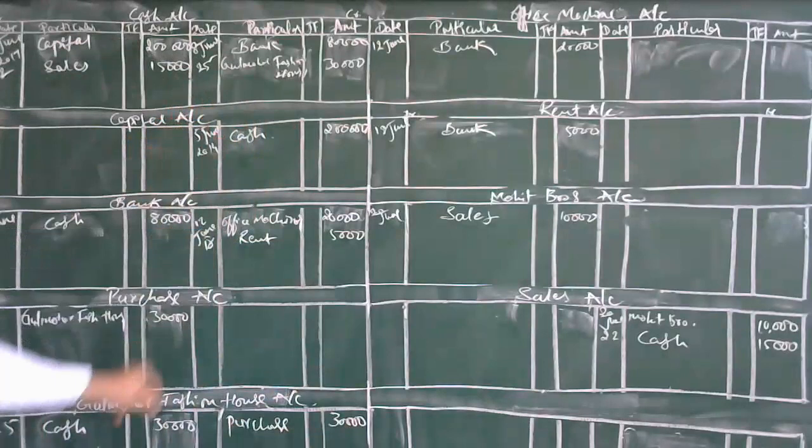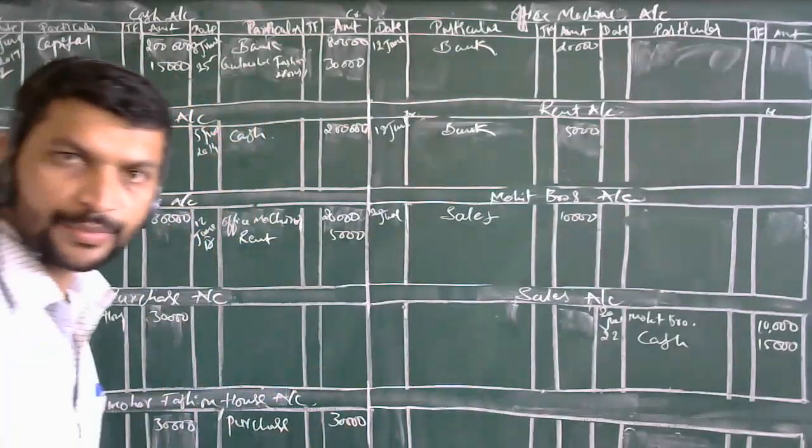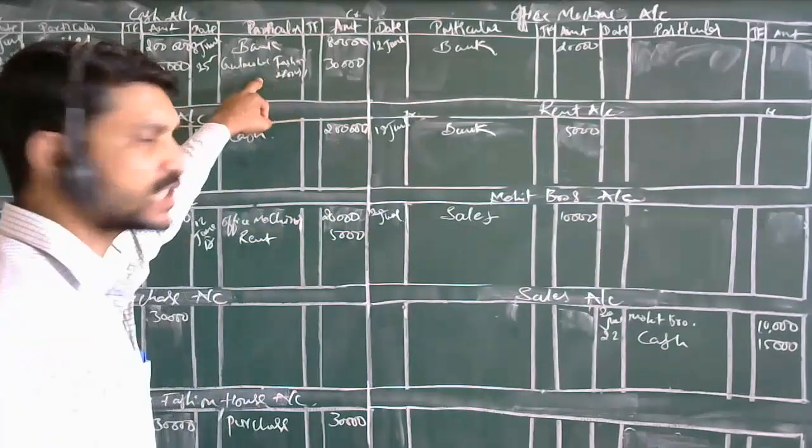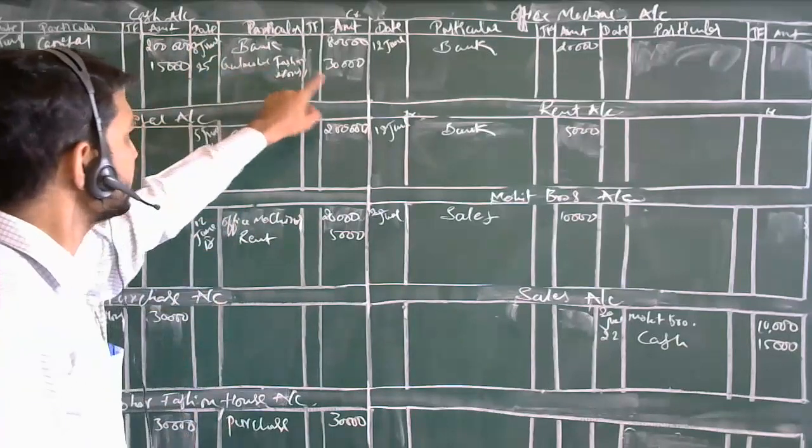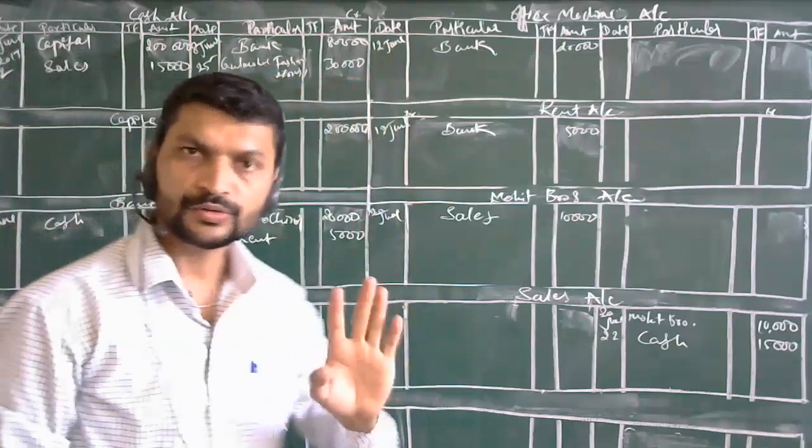How is it? Gulmohar account is debited and cash account is credited. See, this is what you can see over here in the corner. Cash, here it has been debited. Gulmohar is debited and here the cash account is credited. These things you need to know.